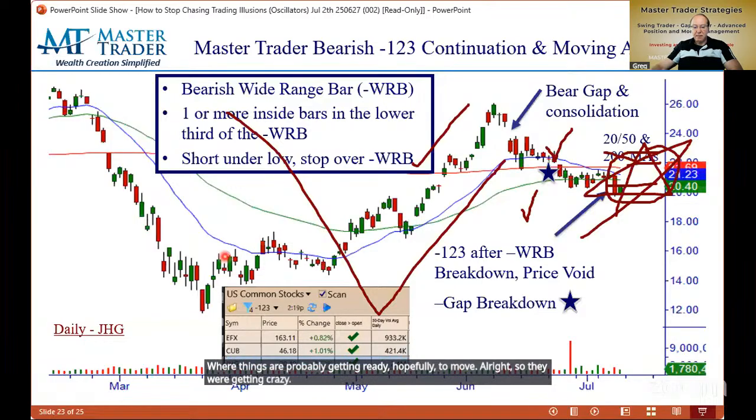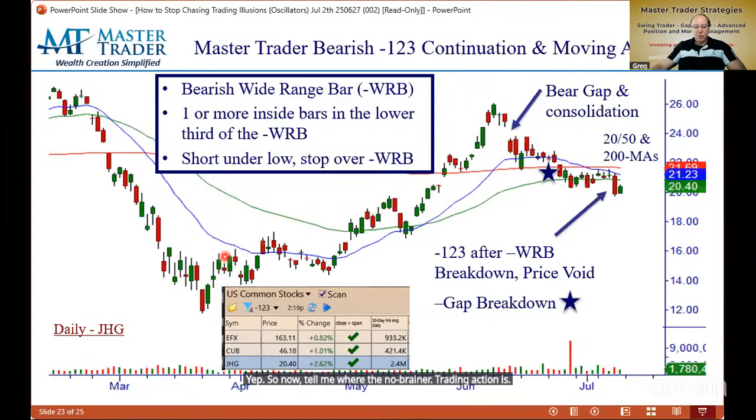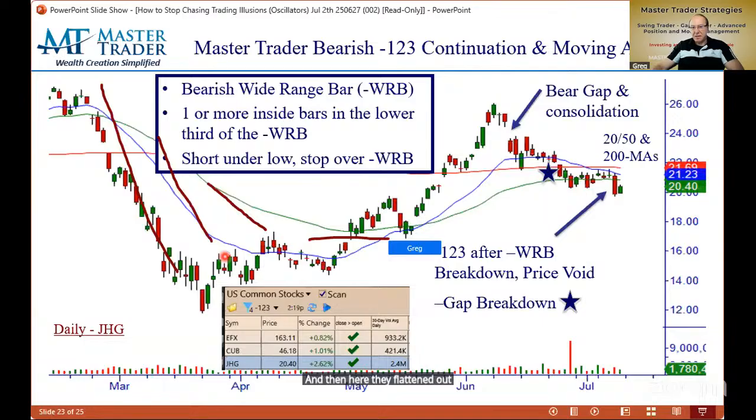Right? So they were getting crazy. Is that the chart, Dan? Yep. So now tell me where the no-brainer trading action is. Okay, so here was the move down, right? The moving averages had to follow, because they were steep pointing down. And then here they flattened out. So the price action must have stabilized in some way. Then it went up sharply. It went up and came back down again. And so here's this convergence of moving averages together.